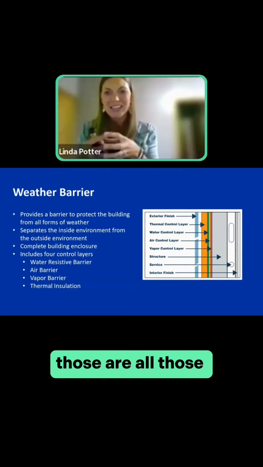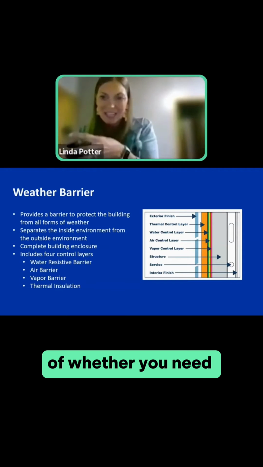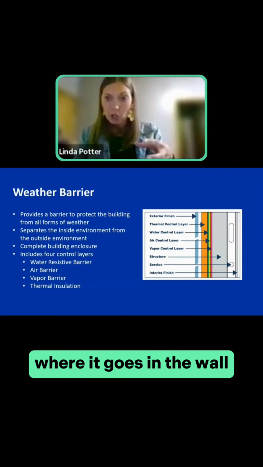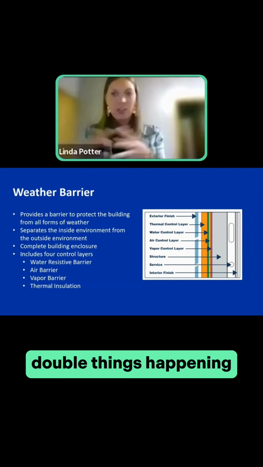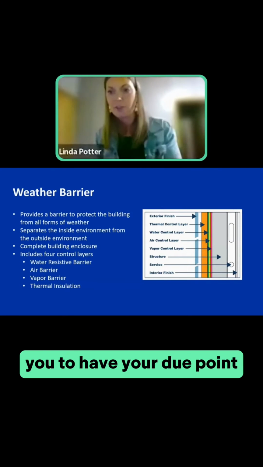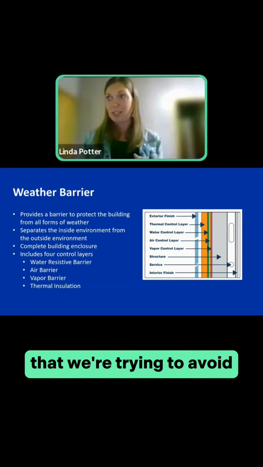Those are all those layers inside of a weather barrier. You're considering whether you need it or don't need it, where it goes in the wall, if it goes in there at all, and ensuring you're not getting these double things happening that are going to cause you to have your dew point in your wall assembly and potentially any of that mold stuff that we're trying to avoid.